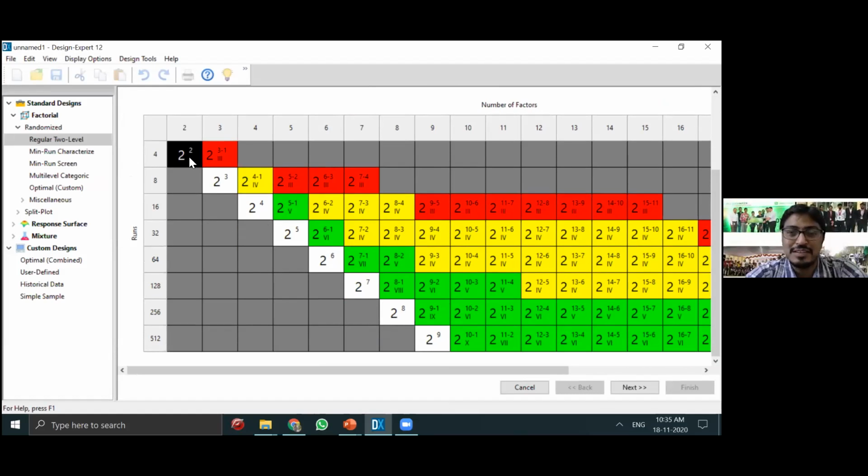As we were discussing yesterday, if it is 3 factors or 4 factors at the max, you can go with full factorial experiments. But apart from that, sometimes you are a very ambitious researcher and you want to know the impact of many factors on the response, but you don't have time, or you don't have money, or you don't have facilities for doing that many experiments.